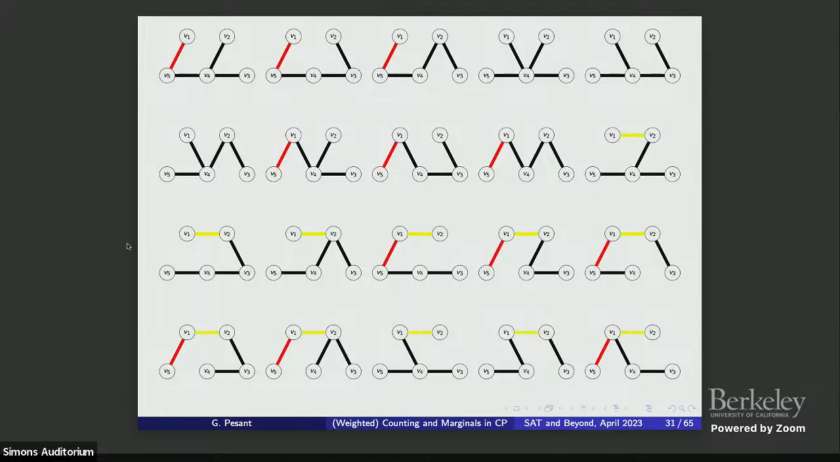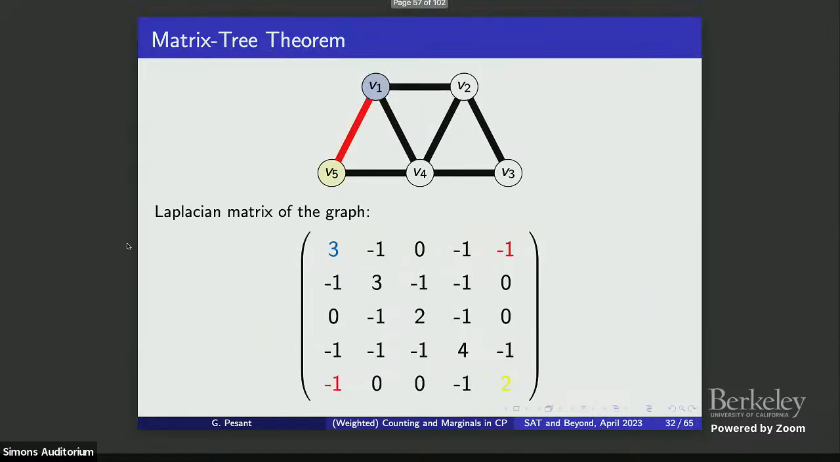Okay. And I've put some edges in color because you're interested in how many spanning trees use the yellow edge, or how many use the red edge, for example. Can I answer that question? And so here's where theory comes in. There's a nice theorem called the matrix tree theorem that we can use.